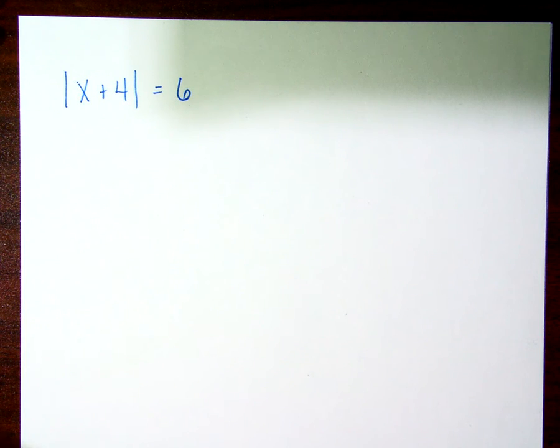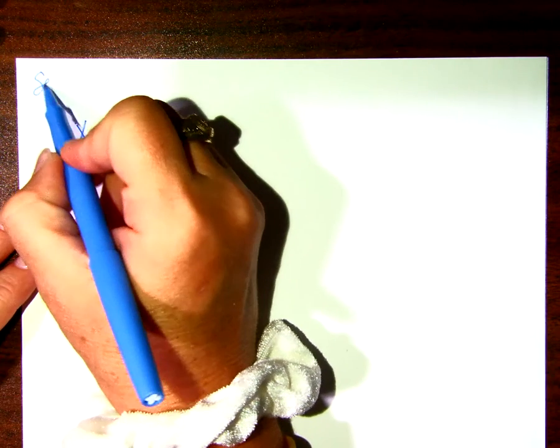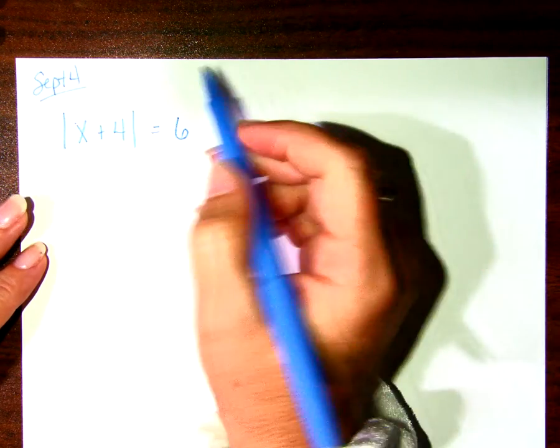So before I start my notes, what should I have at the top of them? The date. What is today? September 4th. And then I should probably have a title.